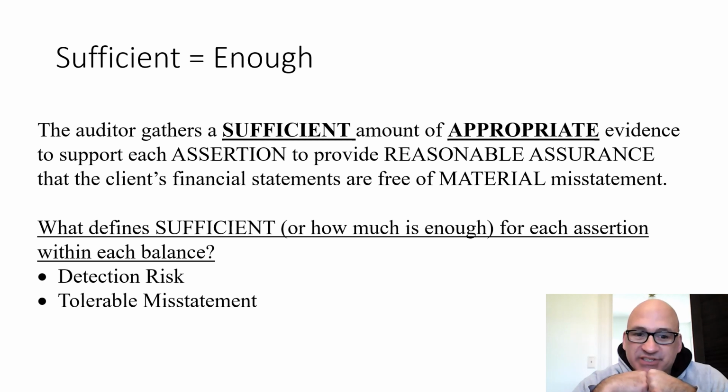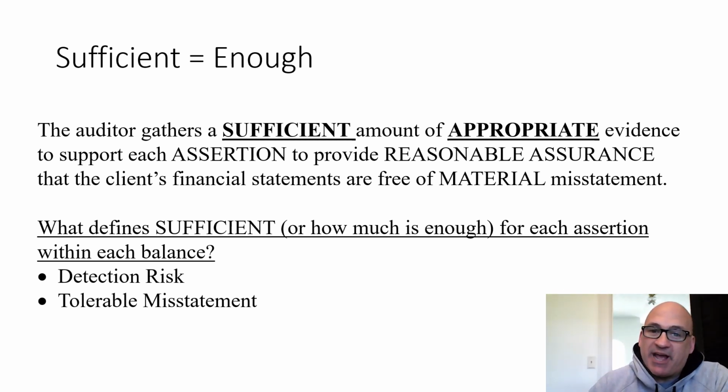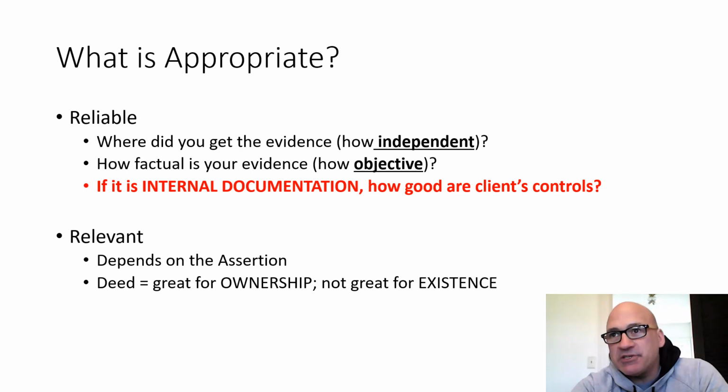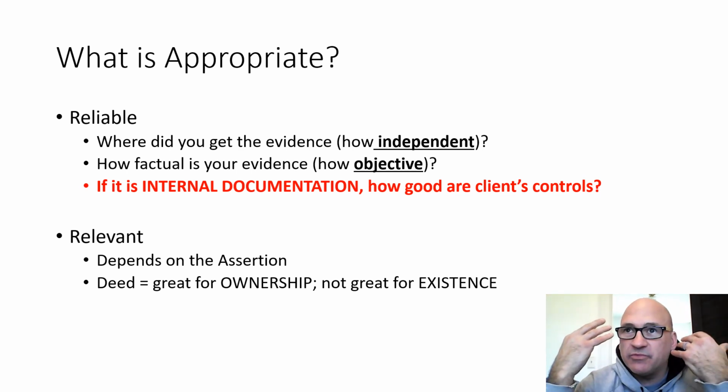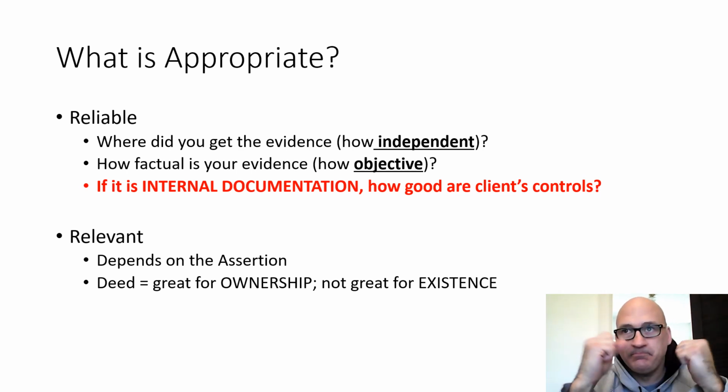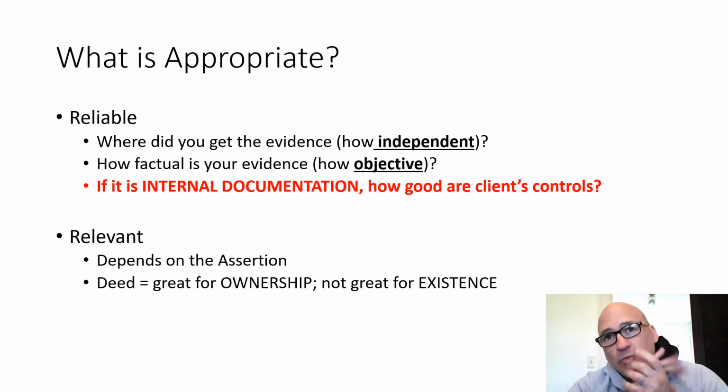And so we've spent the last, feels like month and probably close to it, talking about how much evidence is enough. Detection risk and tolerable misstatement help us determine how much is enough. Now we need to talk about the kind of evidence that we need. For the most part, we're looking for evidence that is reliable and relevant.